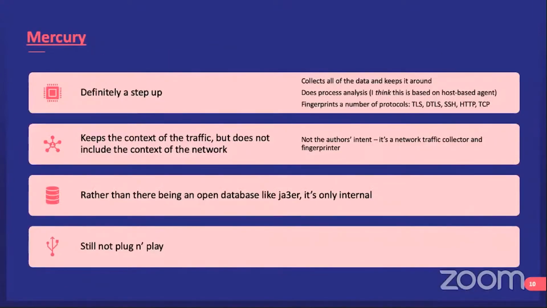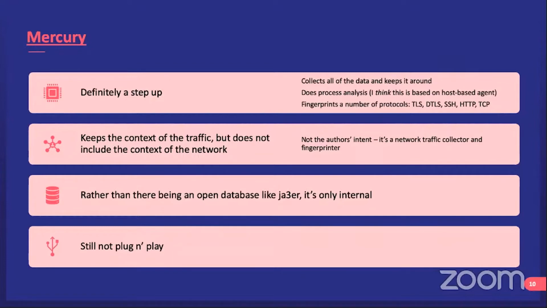And so the next thing we'll talk about is Mercury, which certainly is a step up from JA3. For one, it collects all of the data. So all of the extensions, their values, et cetera, and it keeps it around, which is very important. Or at least certainly better than hashing it and getting rid of all of it. It does process analysis, which can be good if it's accurate.